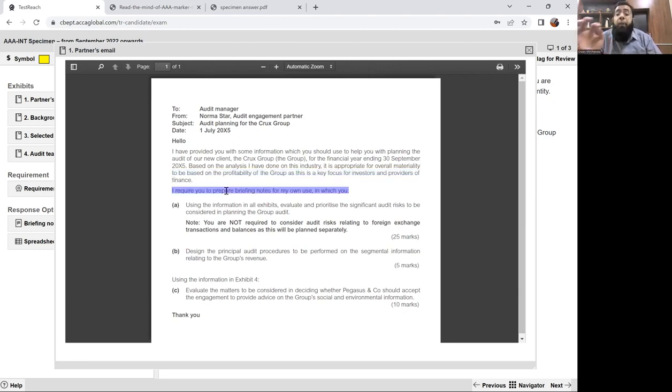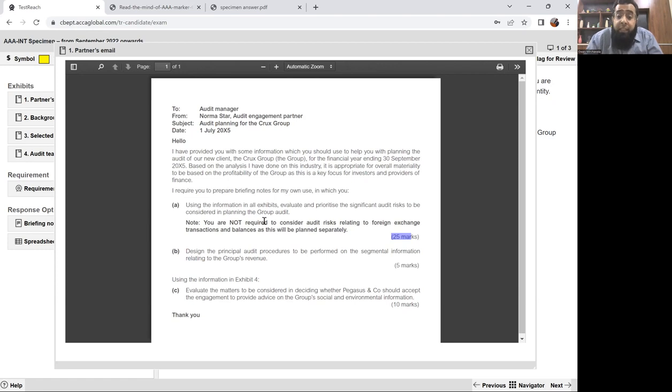I require you to prepare briefing notes for my use, in which you, Part A, using the information in all exhibits, evaluate and prioritize the significant audit risks to be considered in planning the group audit. Note, you are not required to consider audit risk relating to foreign exchange transactions and balances, as this will be planned separately. 25 marks. So in Part A, we have to talk on audit risk, we have to discuss the significant audit risks, and we have to prioritize them. It is very important that we look at the instructions of the examiner carefully.